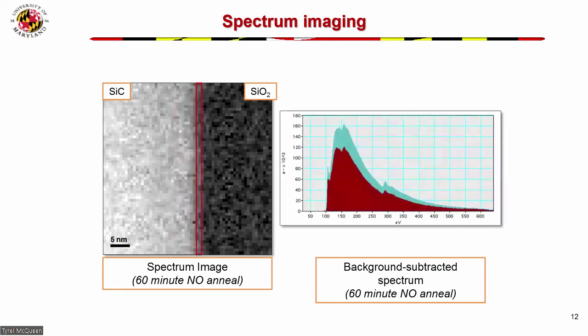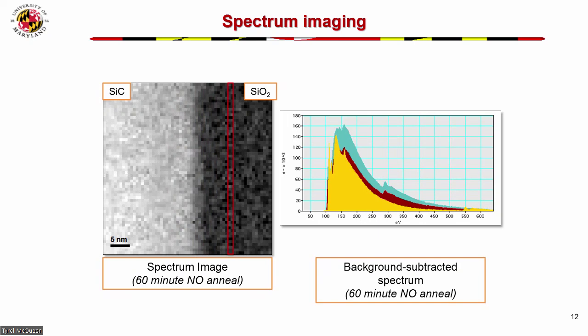We can move to the interface and do the same thing. And you can see that the actual shape of the signal is a little bit different compared to the silicon carbide. So right at the interface, there's some difference. And then if we do the same thing in the silicon dioxide, and now it's in yellow, you can see that there's even more difference, right?